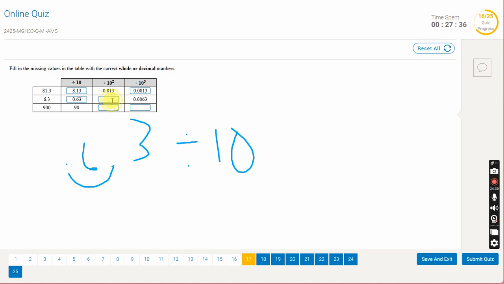0.63. The next one is the same thing you'll do again. How many zeros are there? There are 2 zeros, right? It's 10 to the power of 2, so 2 zeros. You're going to move the decimal inwards twice, so it's going to be 0.063. The next one will be 9, and then the last one will be 0.9.